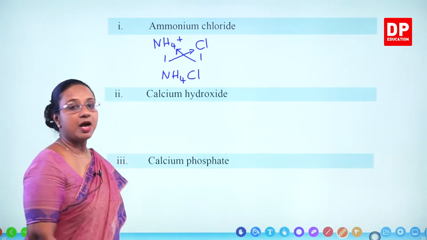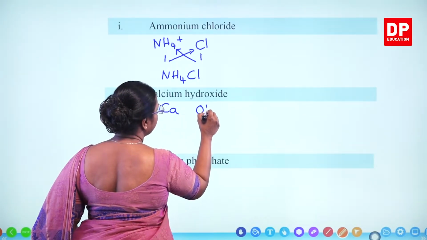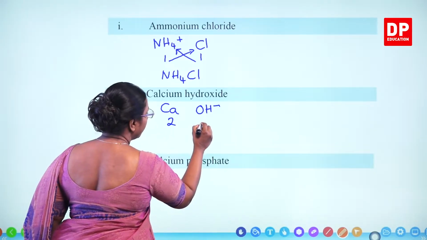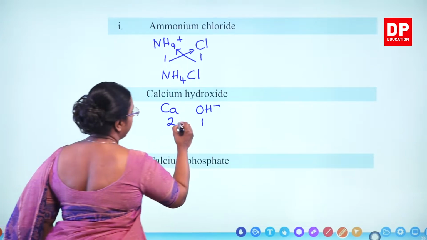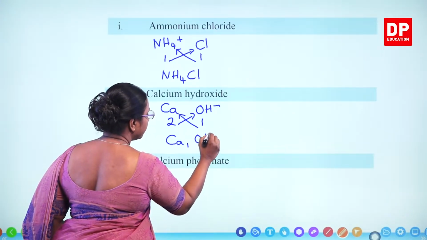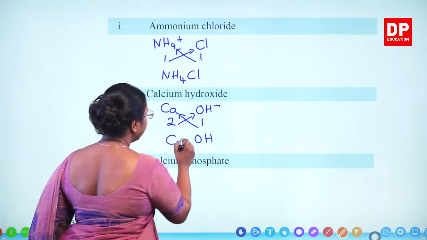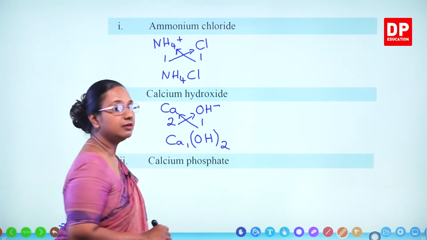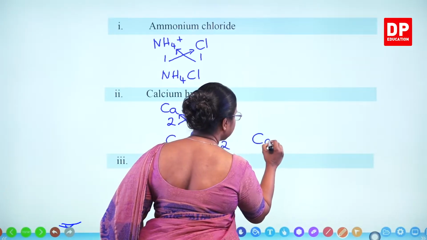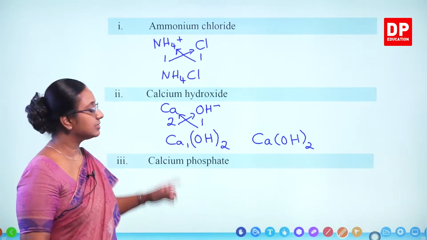Second one, calcium hydroxide. Calcium is Ca and hydroxide is OH minus. So the valencies, calcium has 2, OH minus is minus 1, so 1. And when we exchange the valency, we get calcium 1 and for OH we have to put 2. It's more than 1. Then what do we do, students? We have to put it in parentheses and then write the 2 there. And also we don't need to show the 1. Therefore, I can rewrite it as Ca(OH) twice. That is the chemical formula of calcium hydroxide.